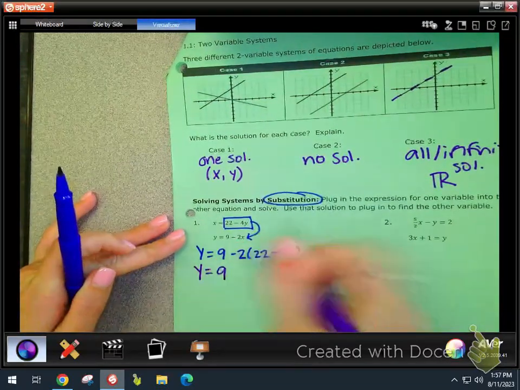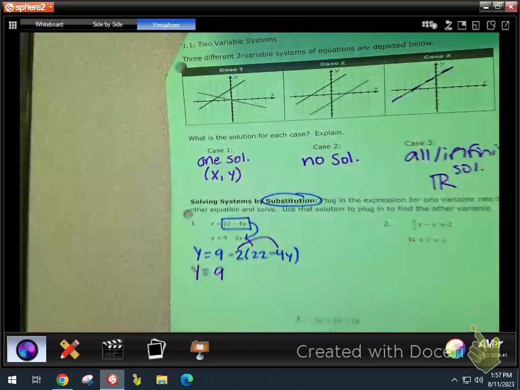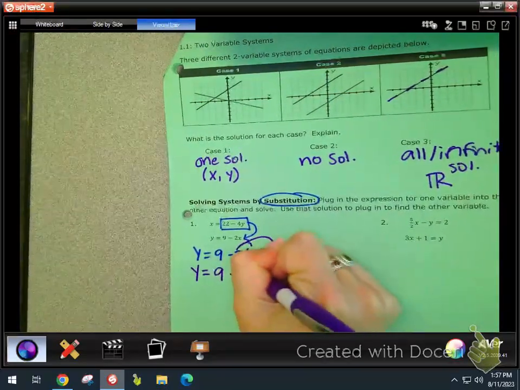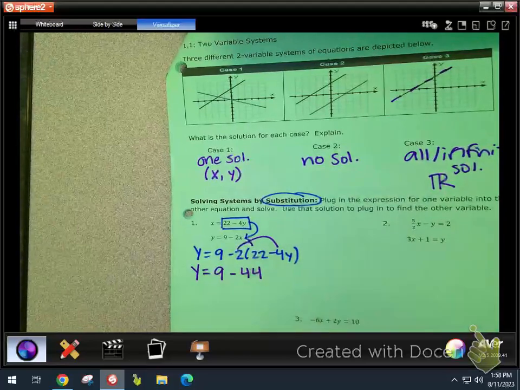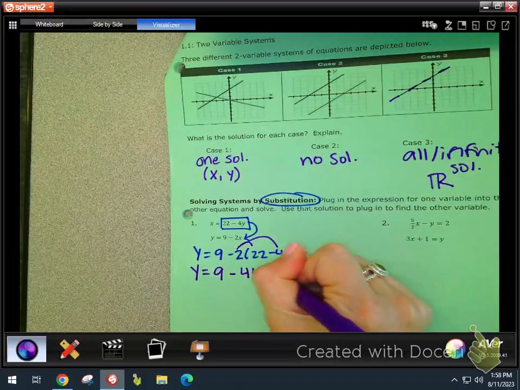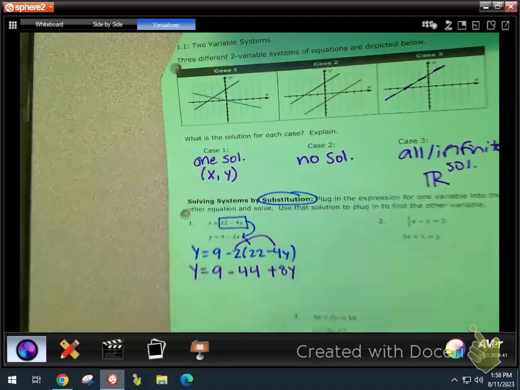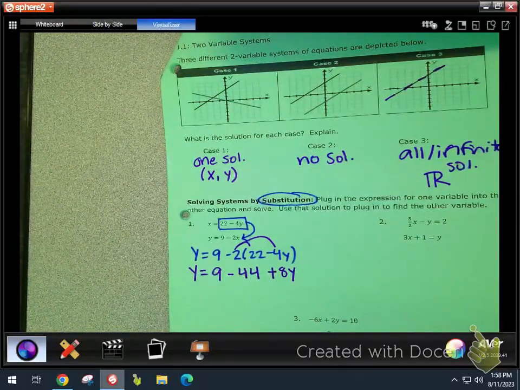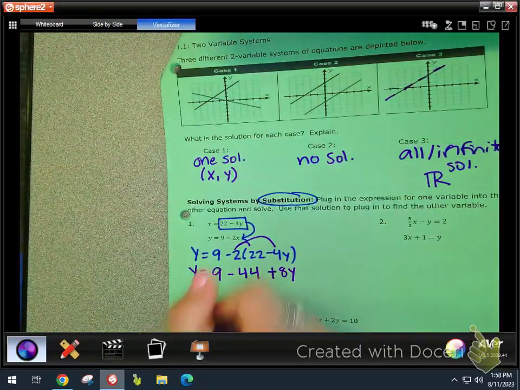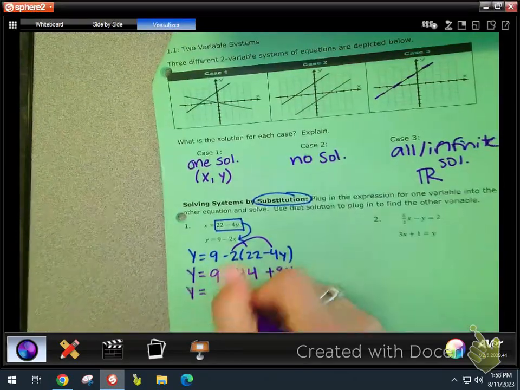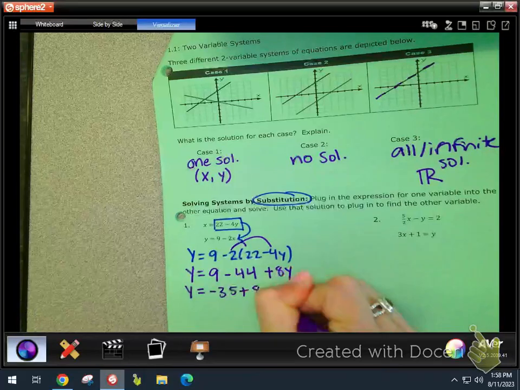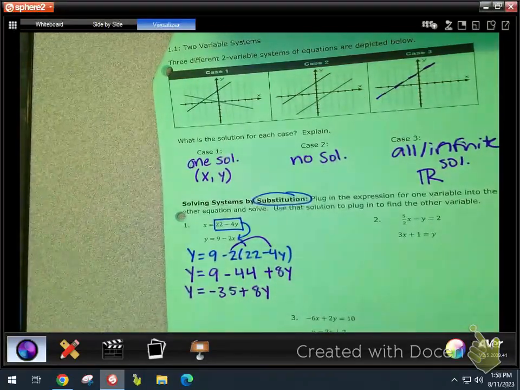This is also supposed to be done non-calculator right now. So negative 2 times 22 is negative 44. Negative 2 times negative 4y, positive 8y. Do I have any like terms to combine? Negative 44 and 9 combine to be? 35. Want to do that very first. Now I've simplified both sides.